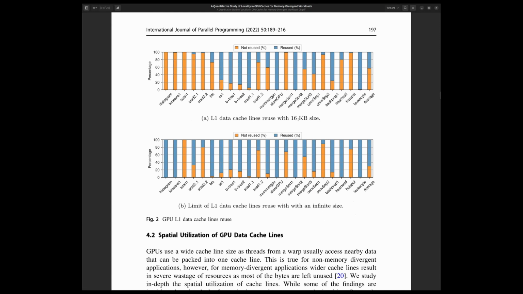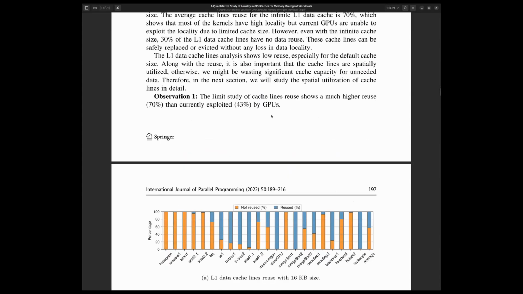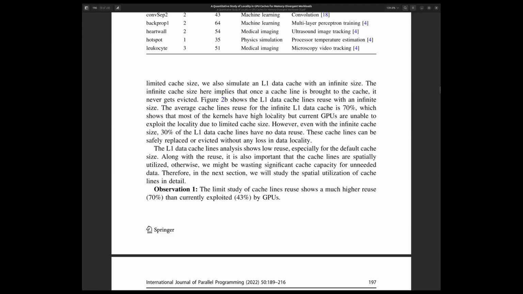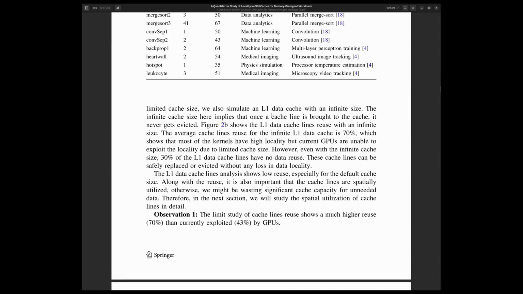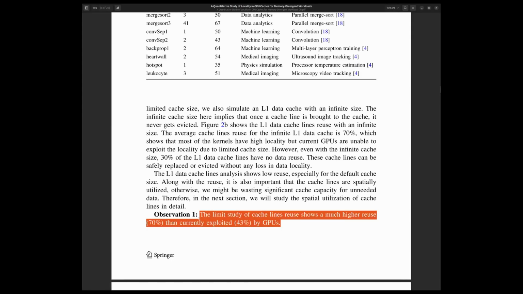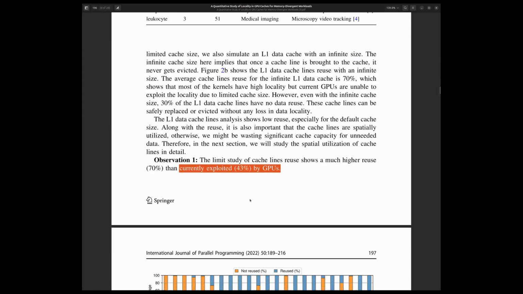We'll see over here in the first diagram, they have an L1 cache that is 16 kilobytes in size, where they see that across all of the CUDA kernels that they run, only 43% of cache lines are reused. Which means one of two things: either the cache line is never re-referenced, or it's evicted before it can be re-referenced.